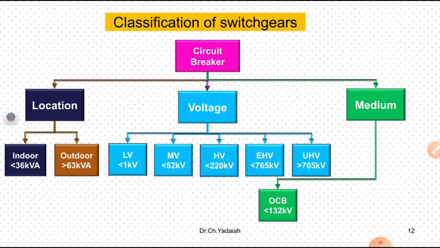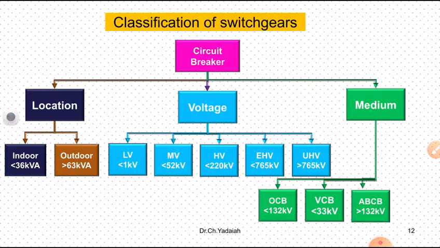Now based on the medium we use in the circuit breaker to quench the arc: if you are using oil, then oil circuit breakers. If you are using a low medium, that is vacuum, then we use vacuum circuit breakers. If you are using air in a compressed manner, then air blast circuit breakers. And if you are using the latest, effective sulfur hexafluoride, SF6 gas, then it is the SF6 circuit breaker. So these are the different types of breakers based on location, voltage, and medium used. You know the ranges also.